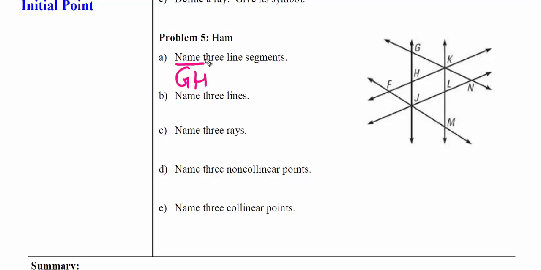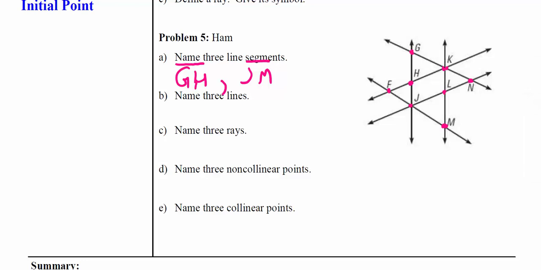I would also suggest the following. When you get a drawing like this, throw in some dots everywhere where they intersect. It's psychological, but it helps us to recognize what's going on better. So here's GH, and let's look at, let's say, JM. Those are 2 line segments. Look around. Give me a third one.